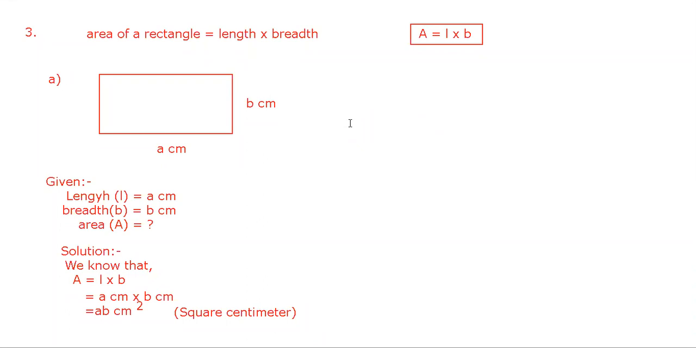Okay, students. There is no numerical value given for A and B. This is algebra, therefore it comes in an algebraic expression, AB. In algebra, a numerical value may not come. If you are given the values of A and B, then it comes as a numerical value. Otherwise, in the algebraic expression, our area is AB square centimeter.